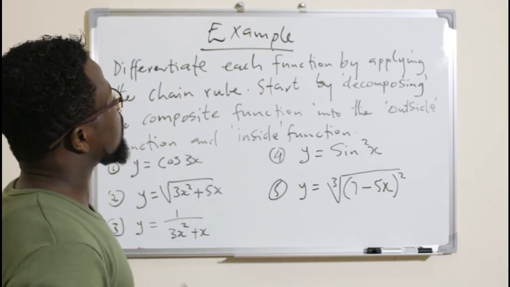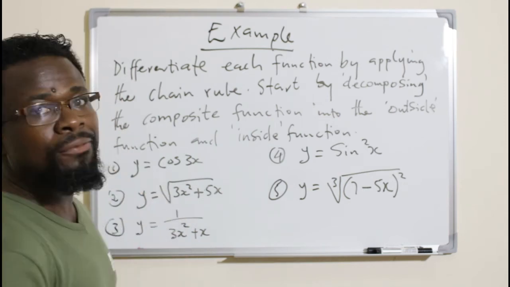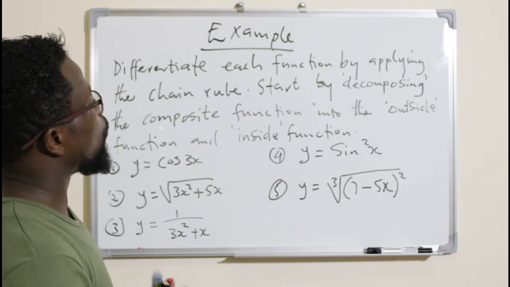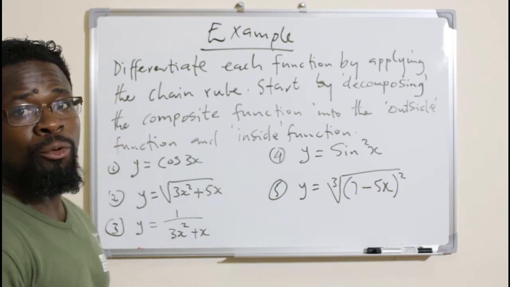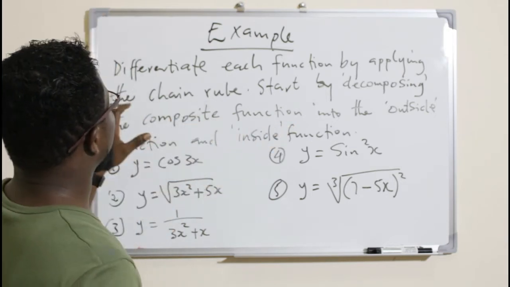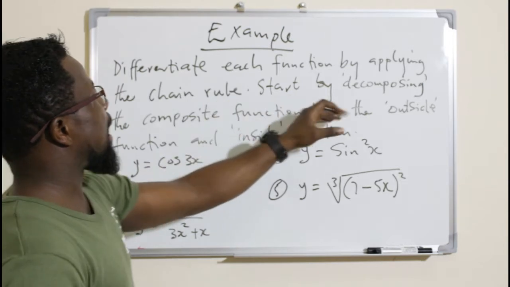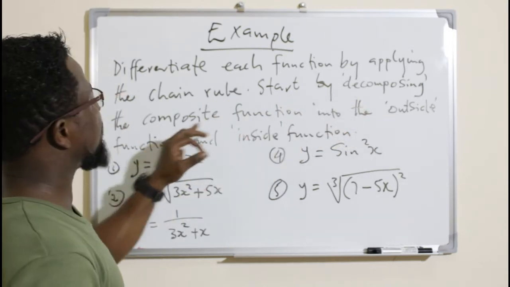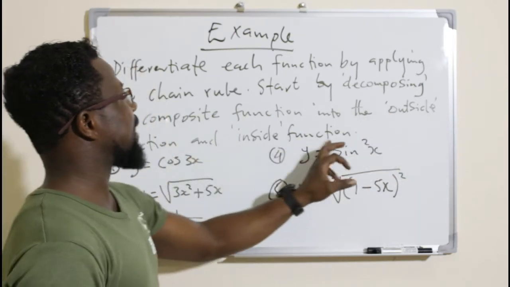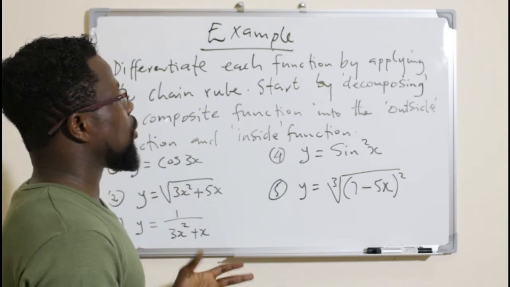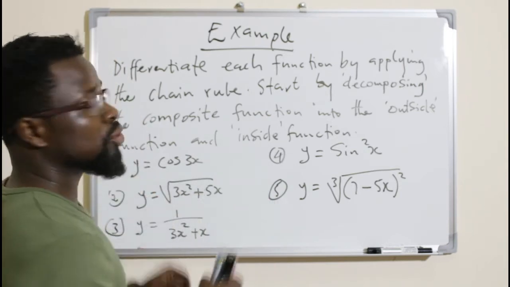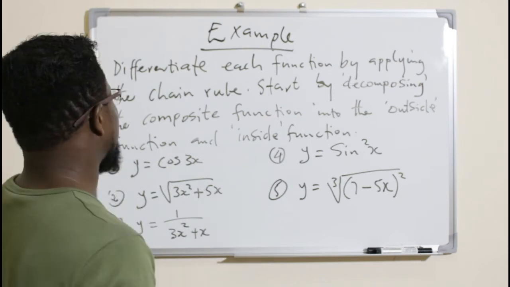Alright, so let's look at this problem. Let's try and solve this problem for how to find the derivative of a composite function. Alright, so we are applying the chain rule now. Differentiate each function by applying the chain rule. Start by decomposing the composite function into the outside function and the inside function. So it means you must know what an outside function is and what the inside function is, so that you'll be able to then solve the problem. So let's look at number one.